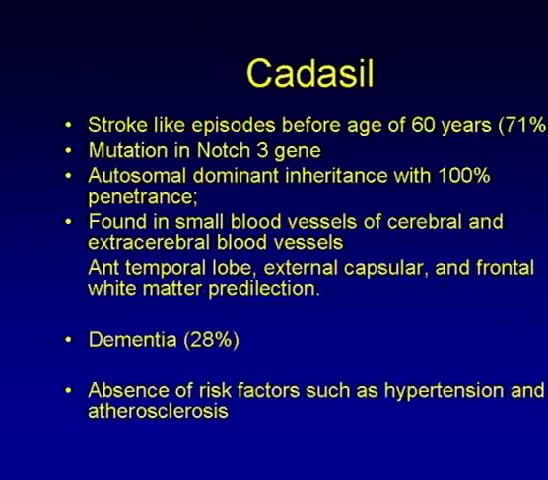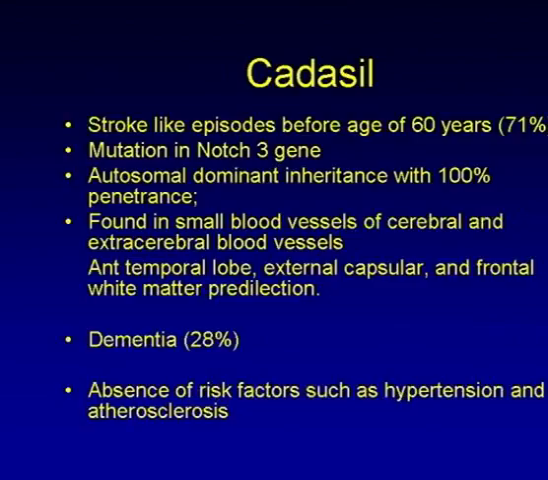So these are stroke-like episodes before the age of 60. It's caused by a mutation in the Notch3 gene. It's an autosomal dominant inheritance with 100% penetrance found in small blood vessels of cerebral and extracerebral blood vessels. In fact, the case I just showed you was diagnosed through a skin biopsy. So there's no brain biopsy required, unlike everything else that we see in the brain. The anterior temporal lobes are characteristically involved, the external capsule is frequently involved, and the frontal white matter. And it's dementing in only 28% of cases.